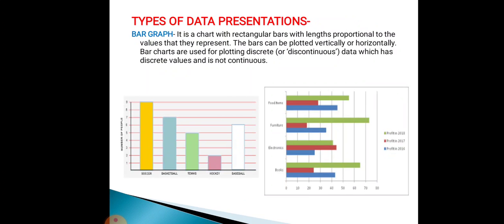For example, in the first graph, there is data pertaining to the number of people playing soccer, basketball, and other games. Each game has separate figures and there is no continuity.